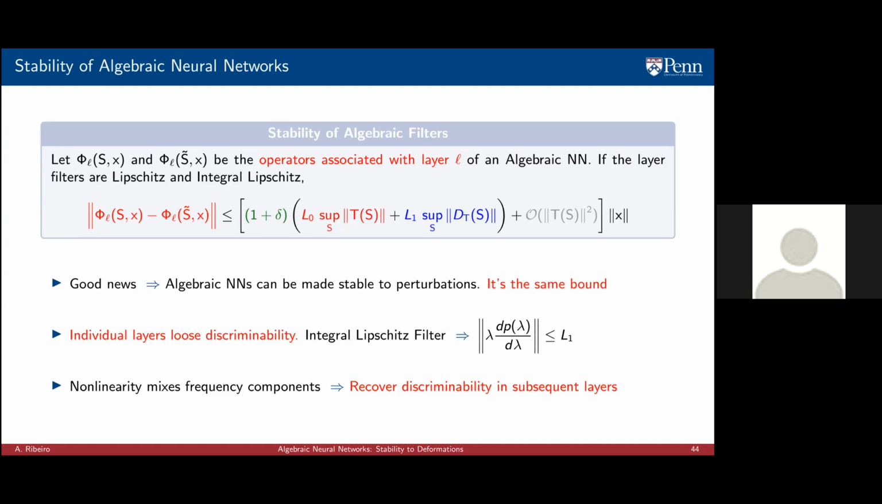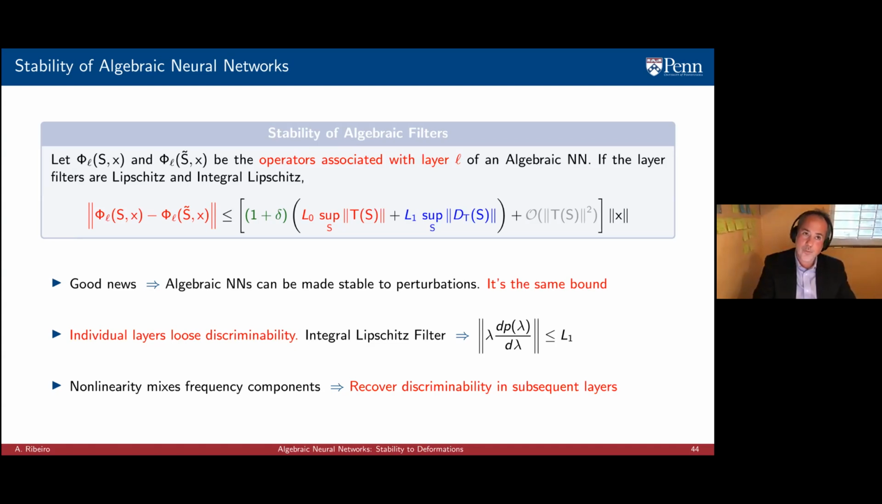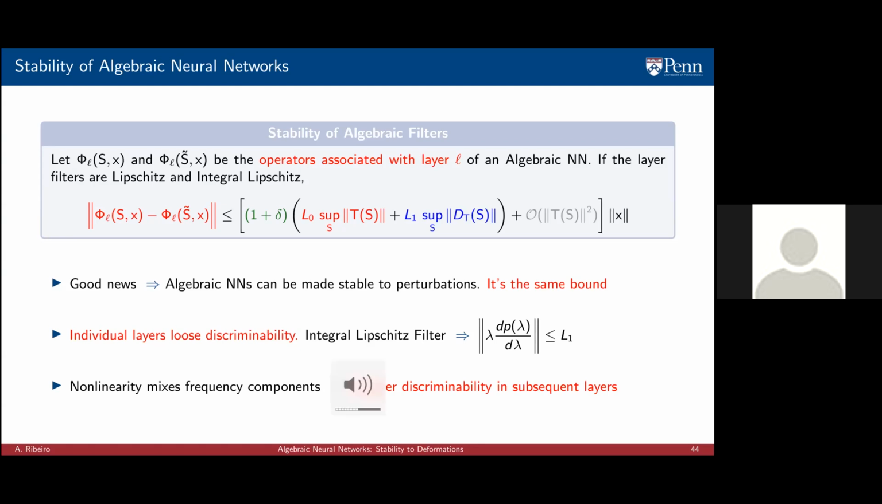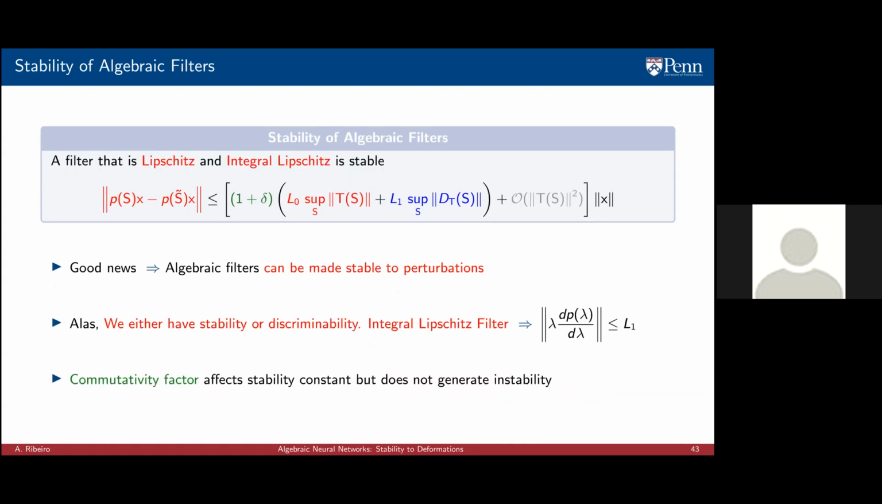So I have a question. If we want to ensure that the filter is stable, do we need to ensure that the filter is Lipschitz or integral Lipschitz? I didn't understand the last thing that you said. Can you go back to the last slide? Yes, I think it's 43. It says that if the filter is Lipschitz and integral Lipschitz, then it can be stable. So in other words, I was wondering if we want to make sure that the filter is stable, we need to design a filter that is Lipschitz or integral Lipschitz, or the filter is unlikely to be stable.